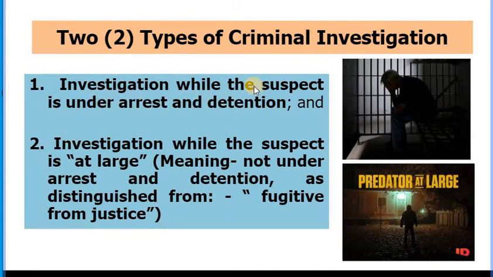Number 1 is investigation while the suspect is under arrest and detention. And number 2, investigation while the suspect is at large, meaning not under arrest or detention as distinguished from fugitive from justice. Okay, ganito. Pag sinabi nating investigation while the suspect is under arrest and detention, nagkakandak ka ng investigation habang yung suspect mo is nasa custody na ng mga polis. Nahuli mo na. Okay?